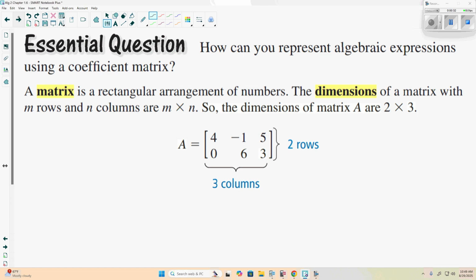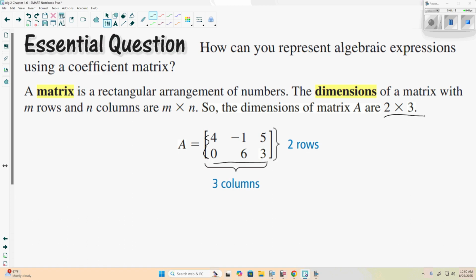All right, guys. What we're talking about today is augmented matrices, so matrices. We're going to talk more about matrices in 1.7 on Monday, doing some operations with matrices. But a matrix is a rectangular arrangement of numbers. The dimensions of a matrix are rows by columns. I start in the top left, count how many rows I go down, and then go over to the right. So if we look at this here, 2 rows and 3 columns. So we would call this a 3 by 3.